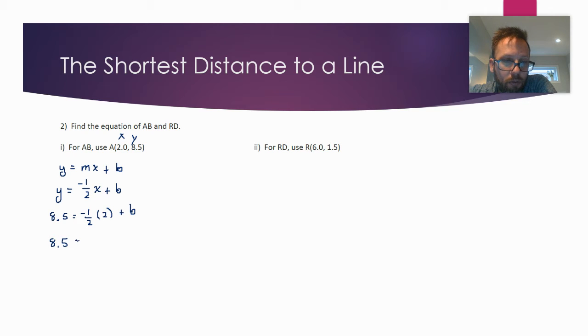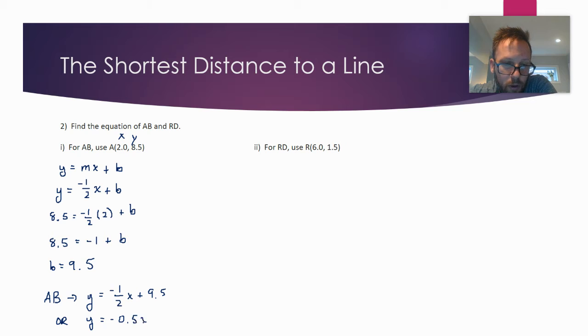-0.5 times 2. 1/2 of 2 is 1. So that's -1. And we get that b equals 9.5. So the equation of AB is y equals -1/2x plus 9.5. Or, in this particular problem, I don't think it's so awful to use the decimal equivalent, -0.5x plus 9.5.